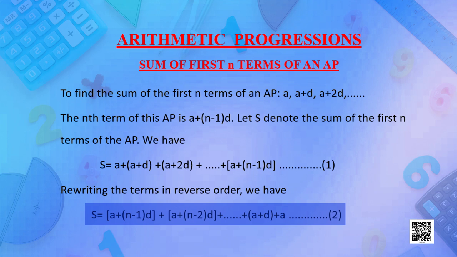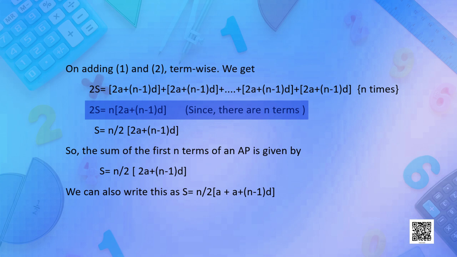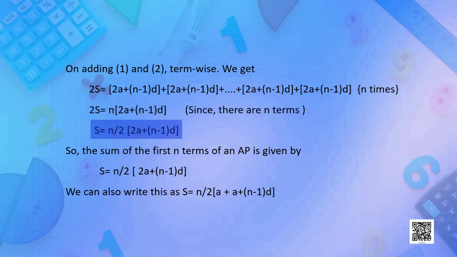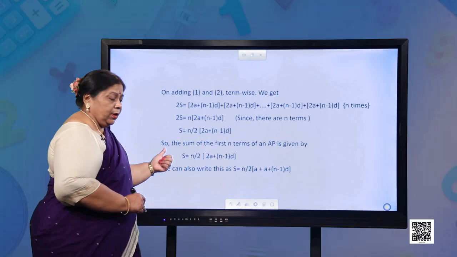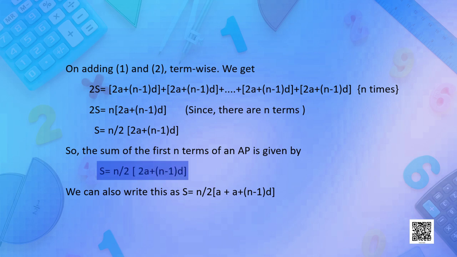Now, on adding these equations, we get 2S is equal to 2a plus n minus 1 into d, plus 2a plus n minus 1 into d, and so on, plus 2a plus n minus 1 into d, n times. That is, 2S is equal to n into 2a plus n minus 1 into d, since there are n terms. So, S is equal to n upon 2 into 2a plus n minus 1 into d. So, the sum of the first n terms of the AP is given by S is equal to n upon 2 into 2a plus n minus 1 into d.